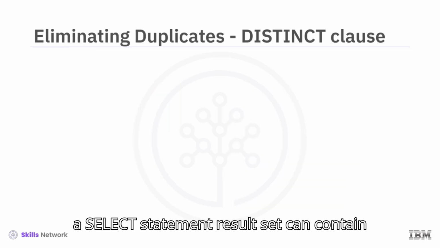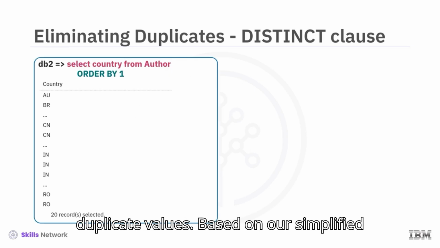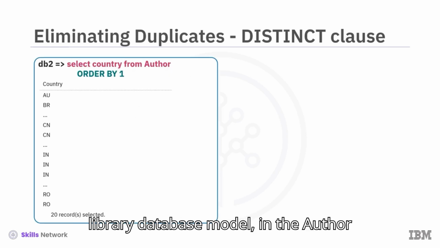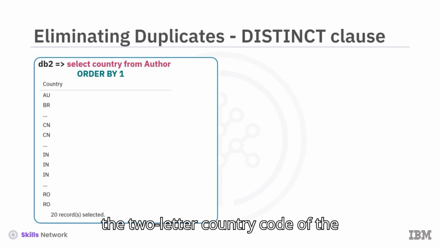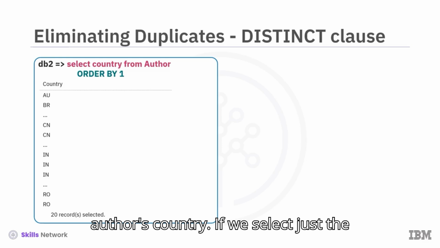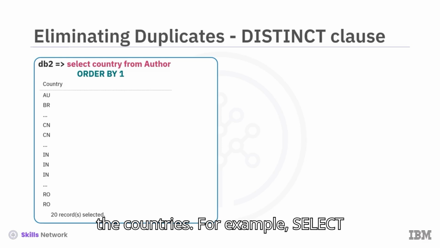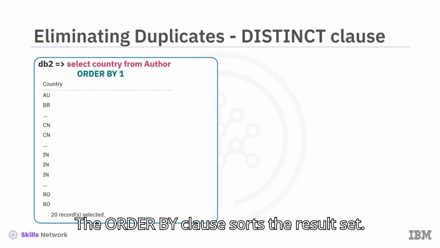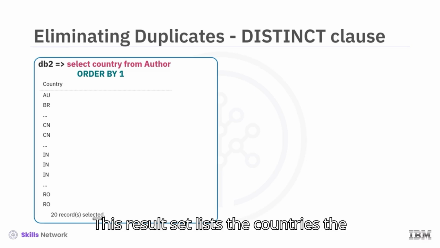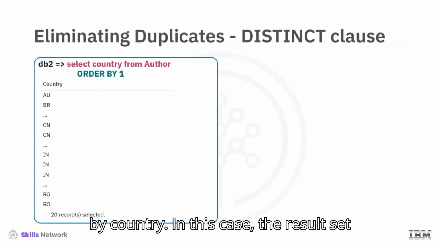At times, a select statement result set can contain duplicate values. Based on our simplified library database model, in the author table example, the country column lists the 2-letter country code of the author's country. If we select just the country column, we get a list of all of the countries. For example, select country from author order by 1. The order by clause sorts the result set.